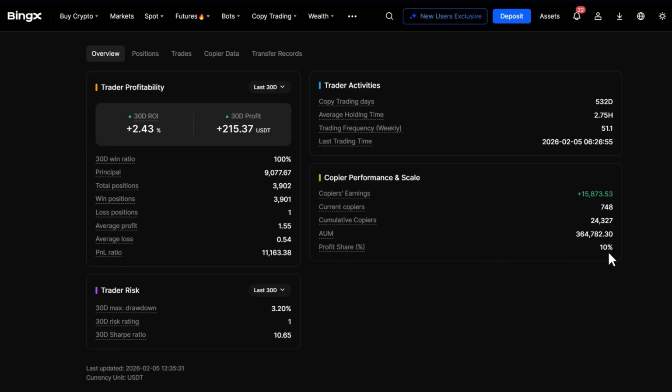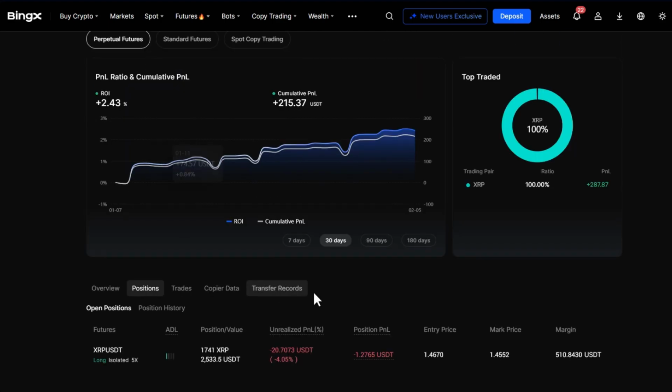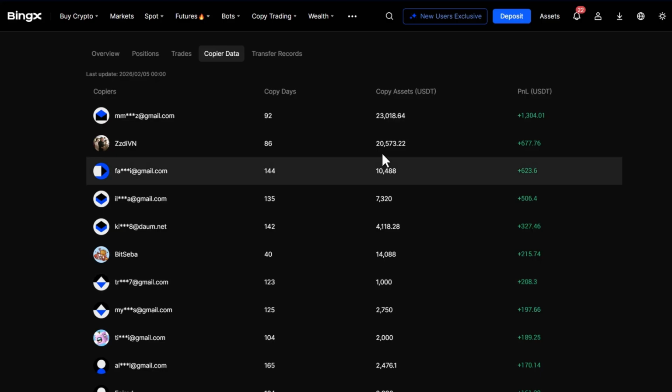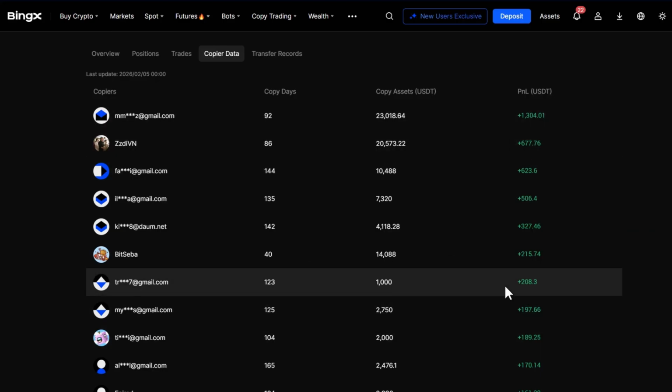The profit sharing ratio is usually between 10 to 20%, which means if you make $100 in profit, the trader keeps $10 to $20 and you keep the rest. Under active positions, you can see their current open trades. Under copier data, you can see the names of people copying them, how many days they've been copying, their copy asset amount, and their P&L. This gives you real social proof of whether this trader is actually making money for their followers.